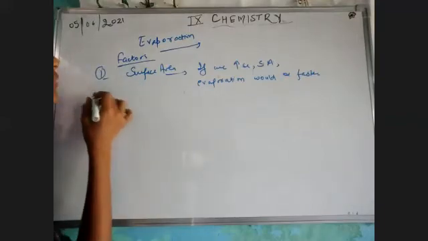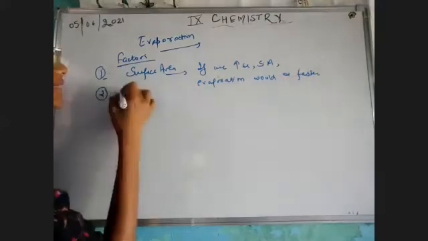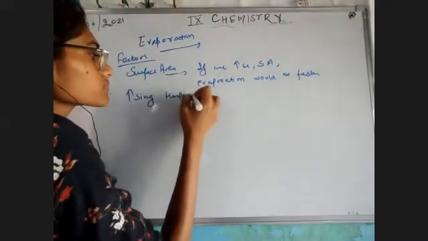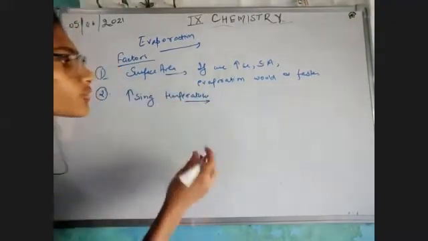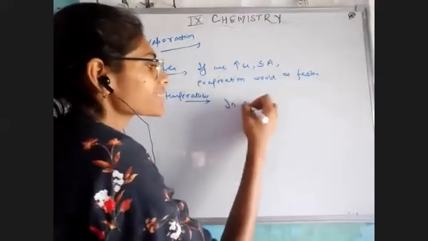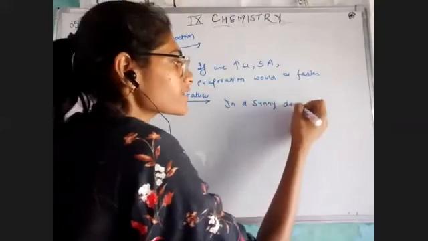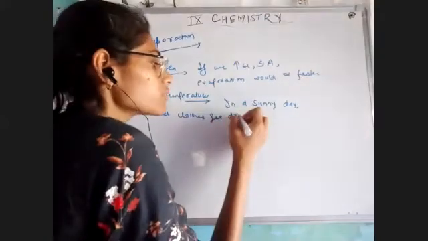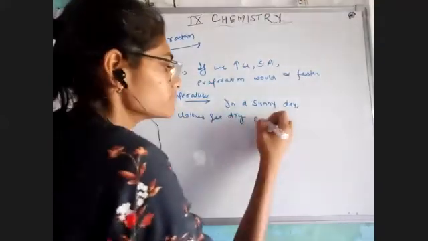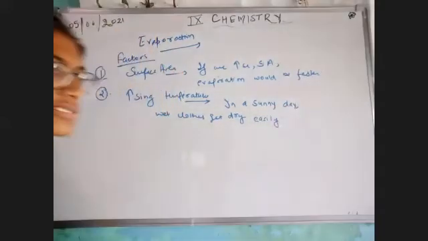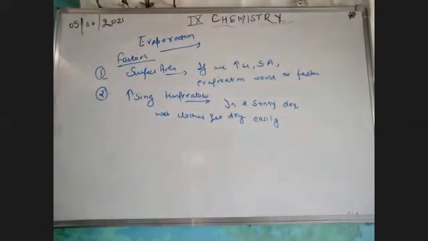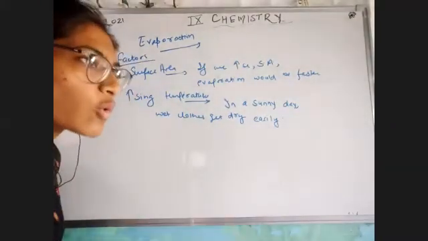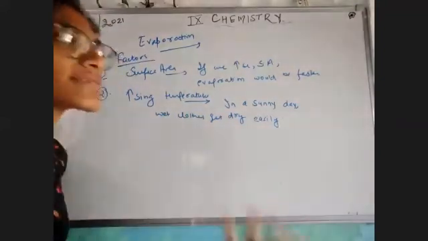All right. Second point is increasing the temperature. You know very well, on a sunny day when there is much heat, my wet clothes dry easily as compared to a cloudy day. Why is it so? Because on a sunny day, the sun is emitting so much heat that the temperature is already high. The clothes which are wet, the water present over them is easily evaporated.